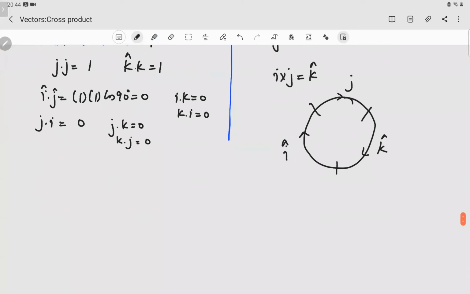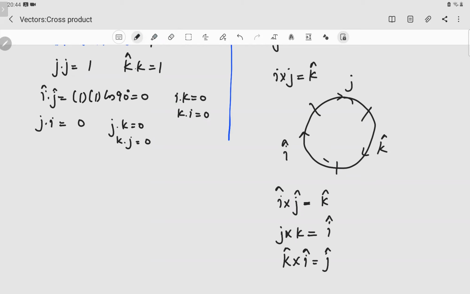Now i cross j, moving clockwise, is equal to k. You can verify it by applying the right hand grip rule. And j cross k is i, using a clockwise rotation. And then k cross i is equal to j.